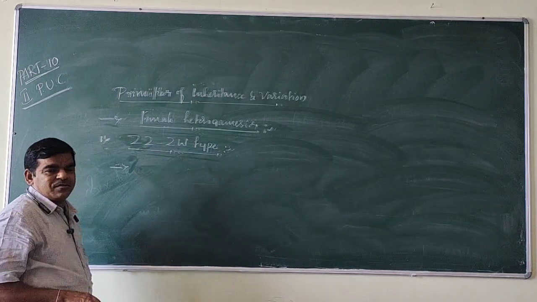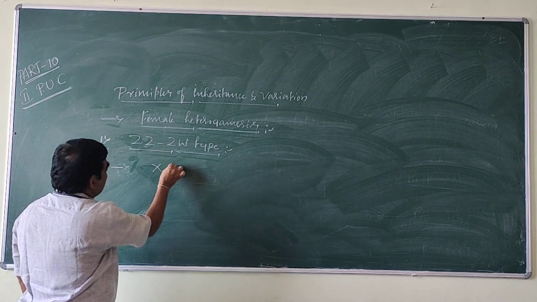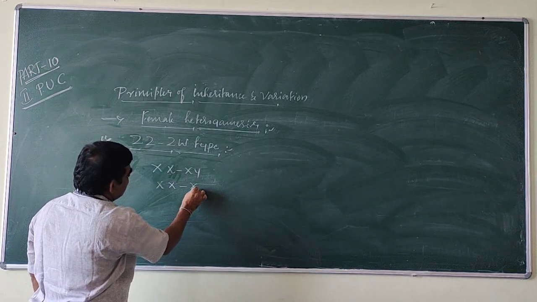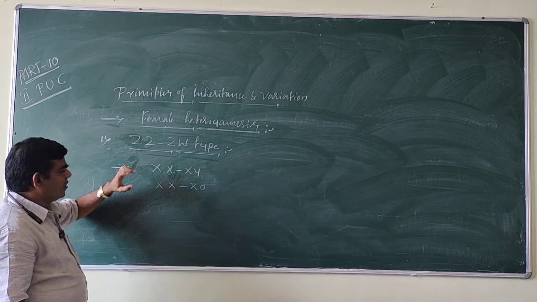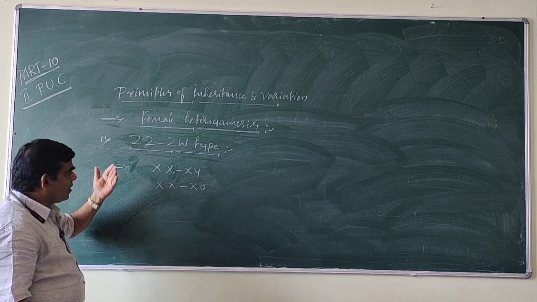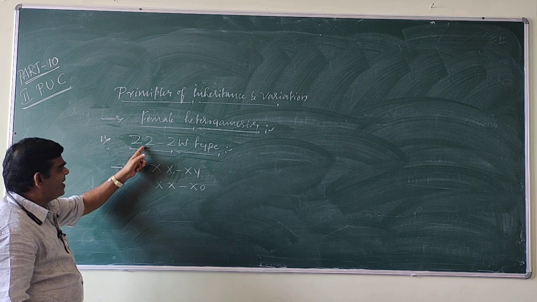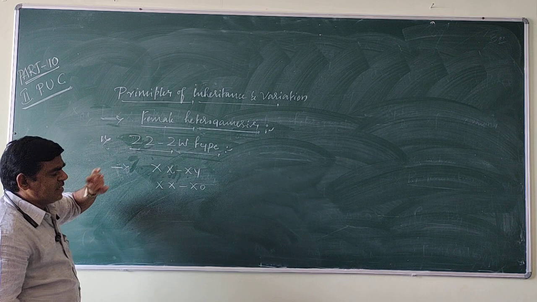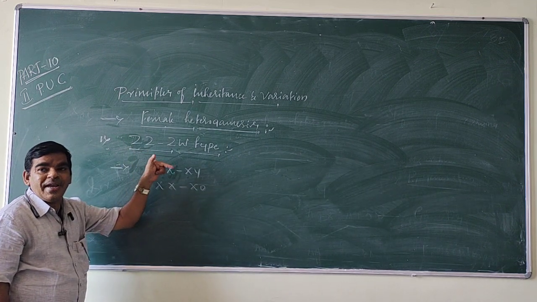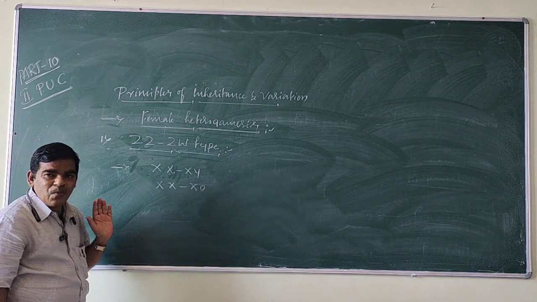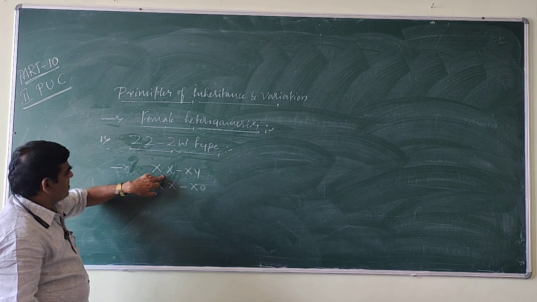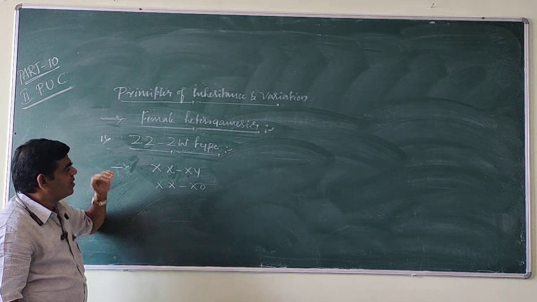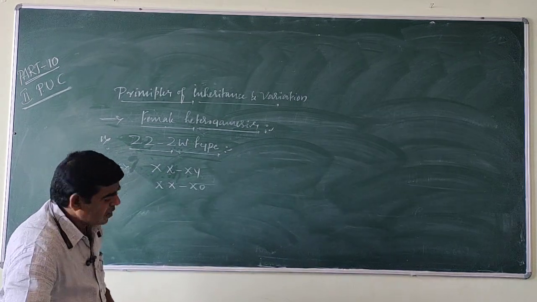To avoid confusion with male heterogamety, where we have XX, XY and XX, XO, in female heterogamety XX is designated as ZZ and XY is designated as ZW. Clear? This is to avoid confusion.